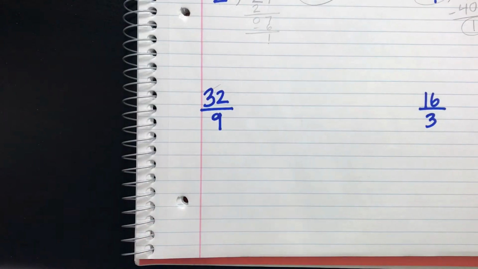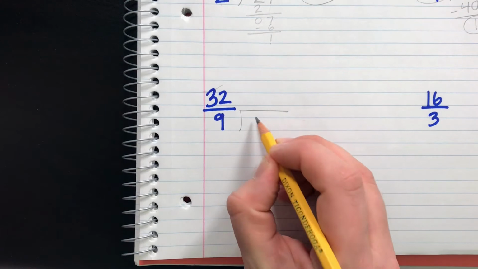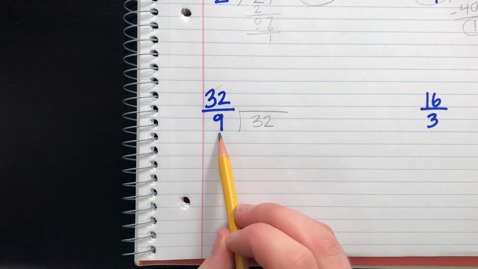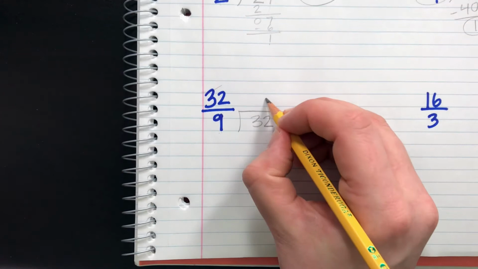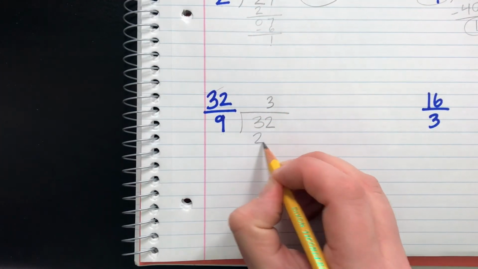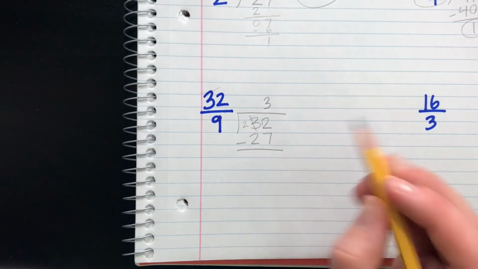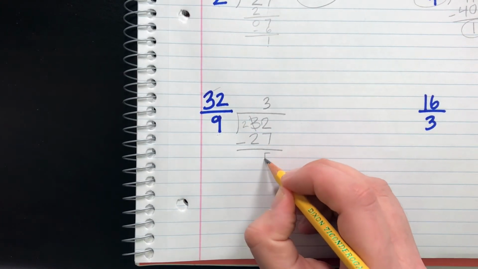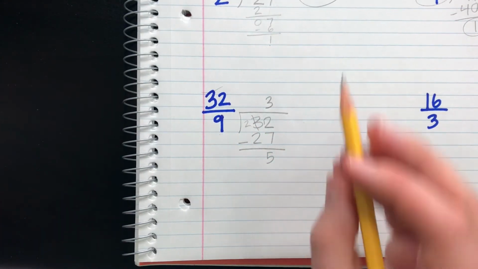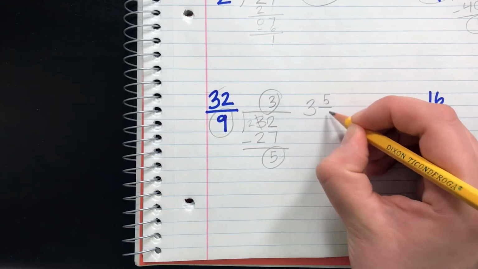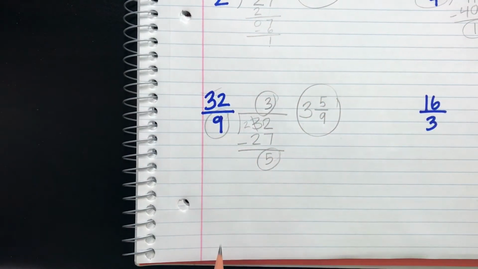So now 32 over 9. Put our 32 inside that division bracket. 9 goes into 32. I know 9 times 4 is 36, so that's too high, so 9 times 3 will work. 9 times 3 is 27. I'm going to carry. 12 minus 7 is 5. And then 2 minus 2 is 0, so our remainder is 5. We have 3 and 5/9. Okay, so 32/9 changes into 3 and 5/9.